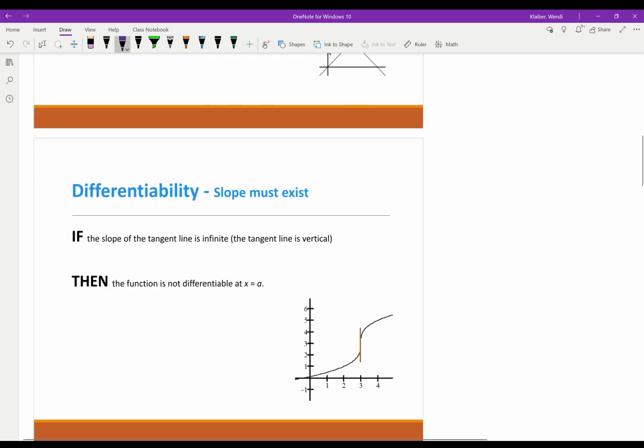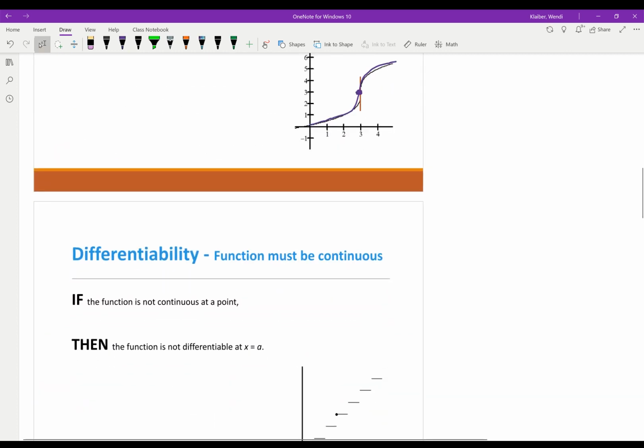Secondly, when you look at the slope of a tangent line, the slope must exist. Now, do you guys remember from Algebra 1, I believe, or maybe even earlier, what happens if you have a function and part of it is vertical? So let's say this was vertical here, and I drew my tangent line. Well, we know that the slope of a vertical line is undefined. So if the slope of the tangent line is infinite or undefined, then that function is not differentiable at the point x equals a. There's our second, if you have a vertical line.